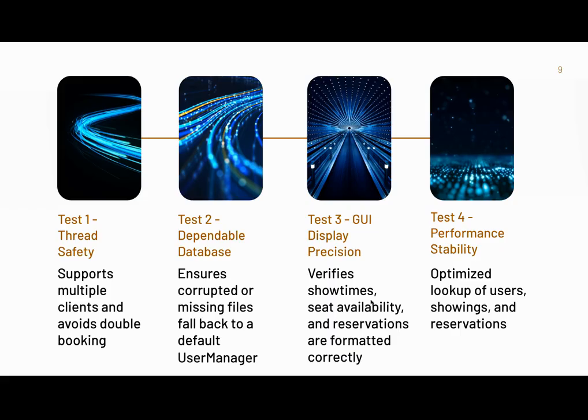Okay, so testing. For testing, we had 4 different types. Type 1 was thread safety. We made sure that the server could support multiple clients and avoids double booking. So, for example, 2 people can't book the same seat. It makes sure that if someone books one seat, the other person who is simultaneously trying to get that same seat gets a message upon checkout that it's already been taken.